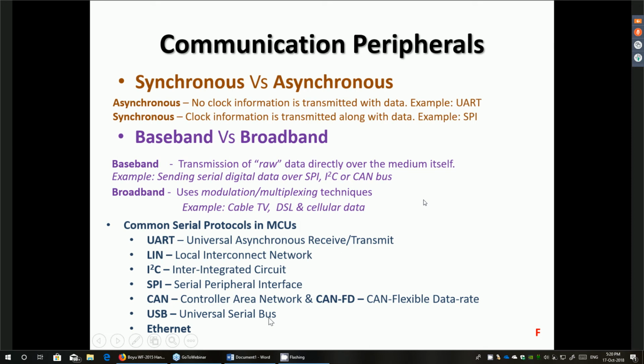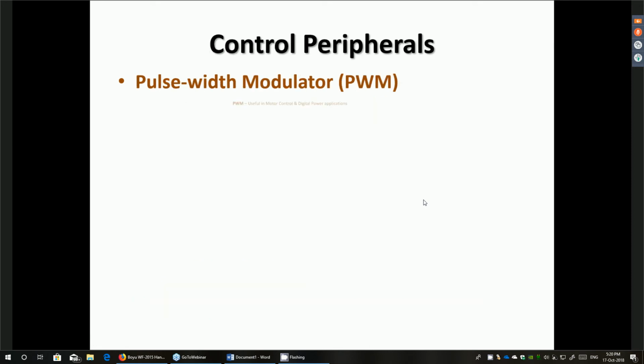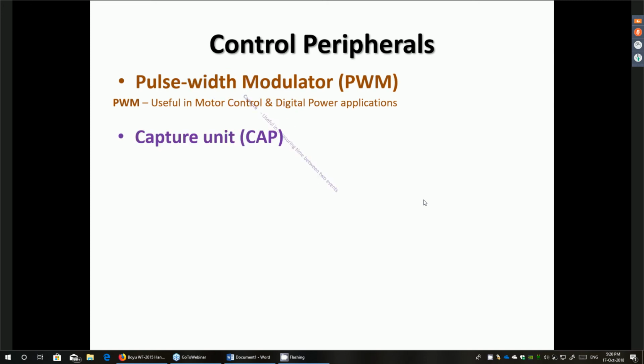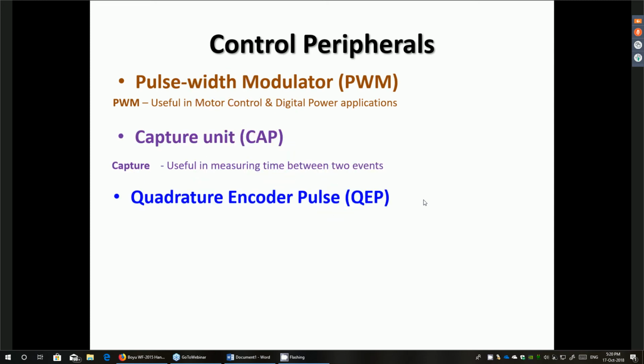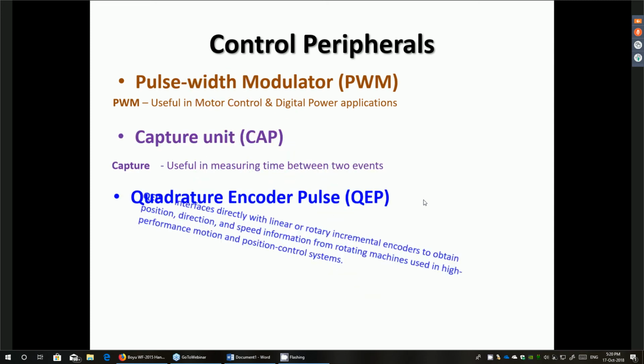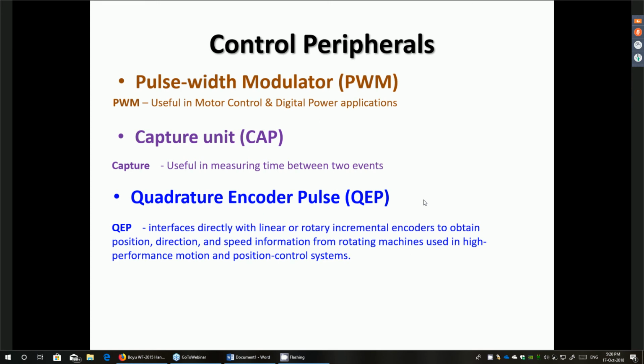And then USB, we all know what it is. We use it every day. And of course, Ethernet, without which this webinar would not be possible. Okay. Then I give a snapshot to the students about some of the control peripherals that are available on microcontrollers and what they are used for.